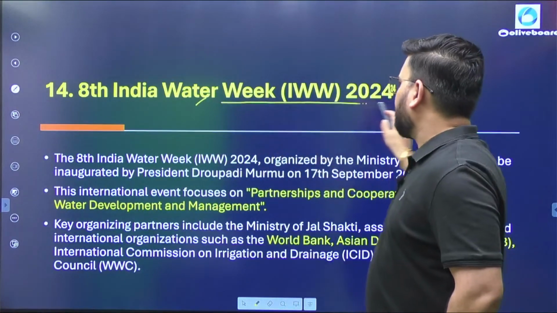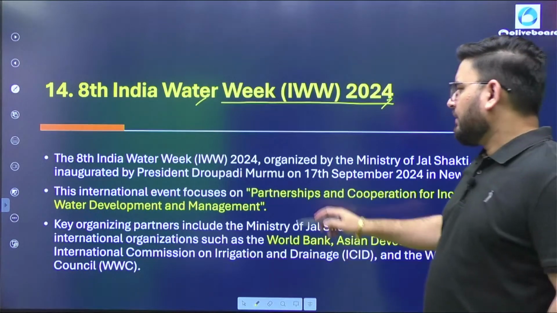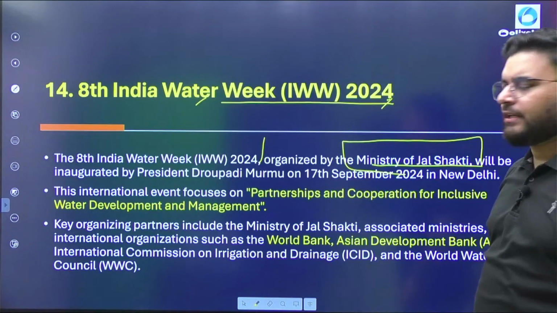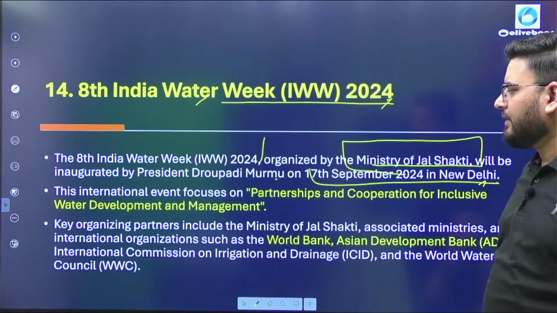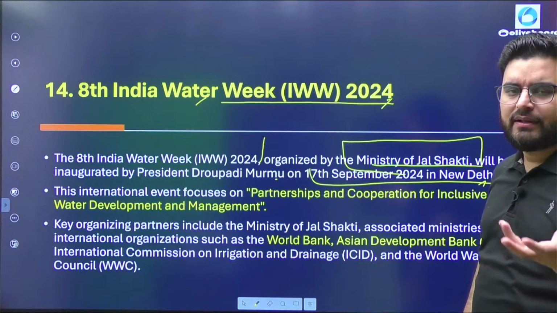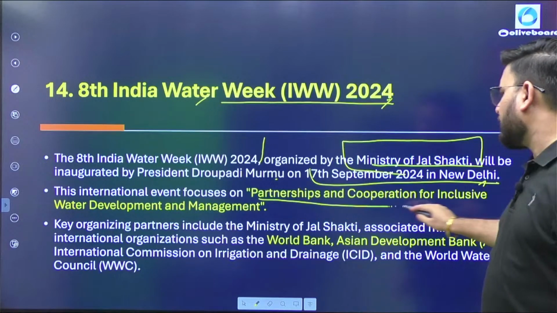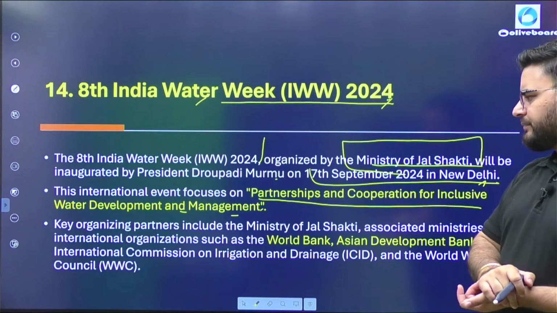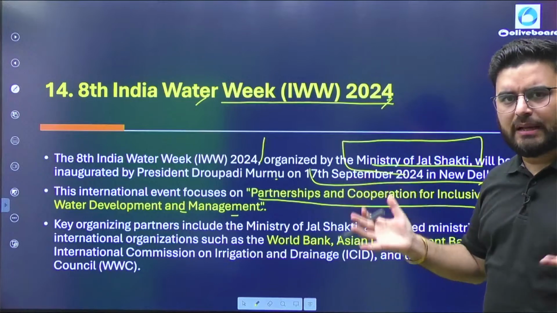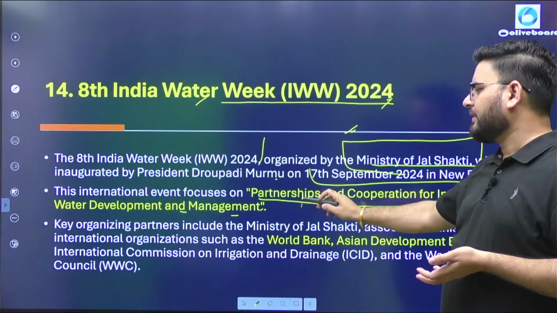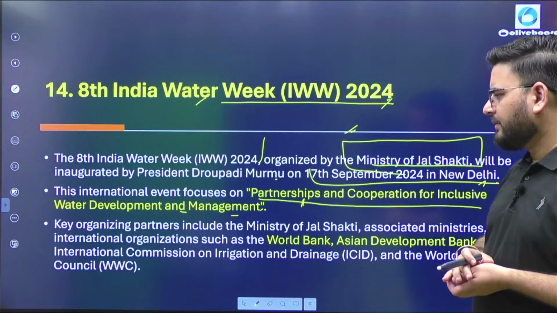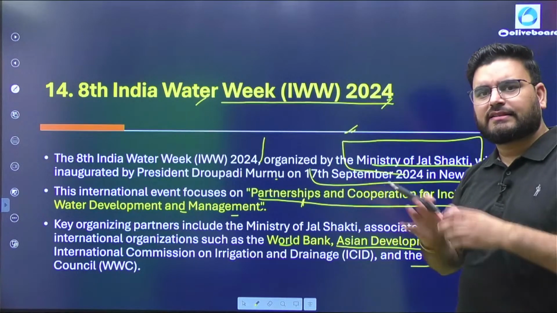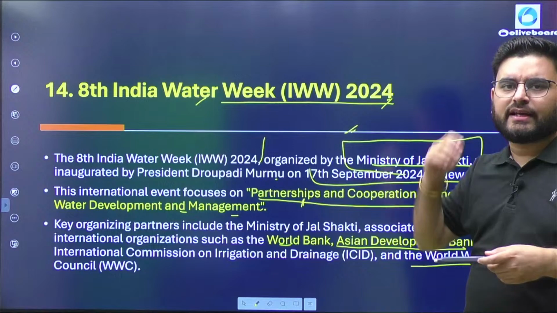Next is the 8th India Water Week 2024. The 8th India Water Week is organized by the Ministry of Jal Shakti. It will be inaugurated by President Draupadi Murmu on 17th September in New Delhi. What is the theme this time? Partnership and cooperation for inclusive water development and management. This is the theme. There are multiple organizations and ministries collaborating together. Remember, the World Bank and Asian Development Bank, along with the World Water Council, are certain agencies which have collaborated for this India Water Week.